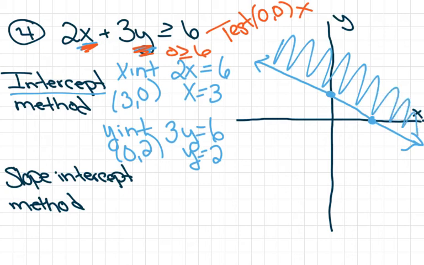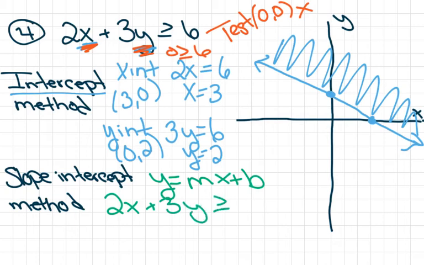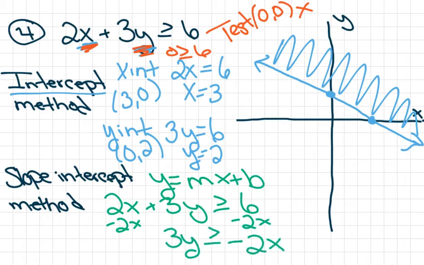Now if you have a choice and you don't like to do it with the intercept method and you'd rather just rewrite it in y equals, you could do that. So the goal would be to get your line to look like that. So we'd have 2x plus 3y greater than or equal to 6. I would move my 2x over by subtracting. I get 3y greater than or equal to negative 2x, so put the variable first, plus 6.